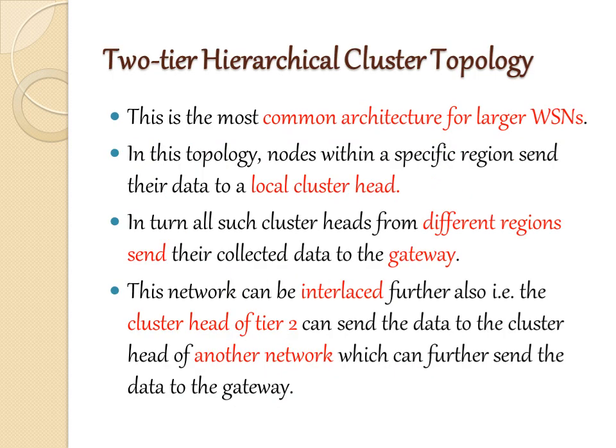There is a special kind of topology which is known as two-tier hierarchical cluster topology. This is the most common architecture for larger wireless sensor networks. In this topology, nodes within a specific region send their data to a local cluster head. In turn, all such cluster heads from different regions send their collected data to the gateway. This network can be interlaced further, that is, the cluster head of tier 2 can send the data to the cluster head of another network, which can further send the data to the gateway.